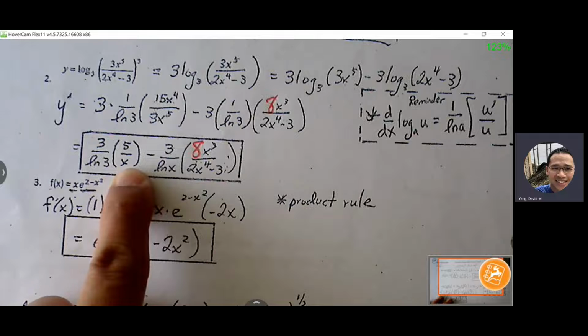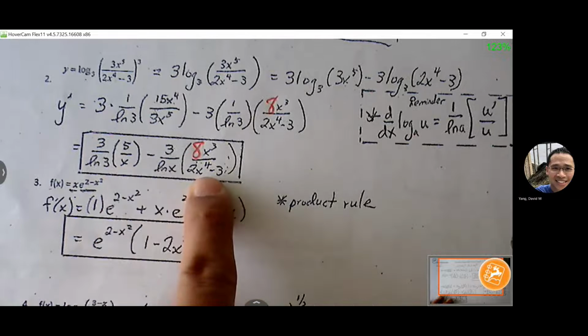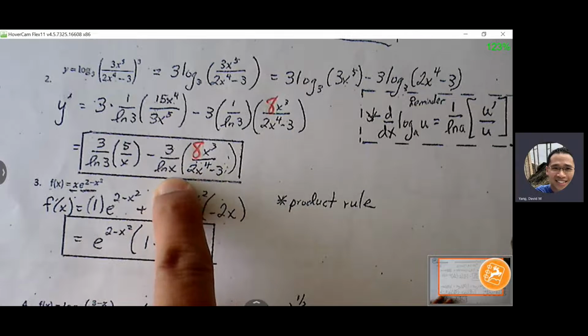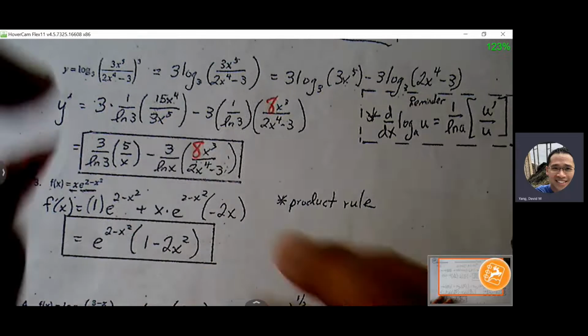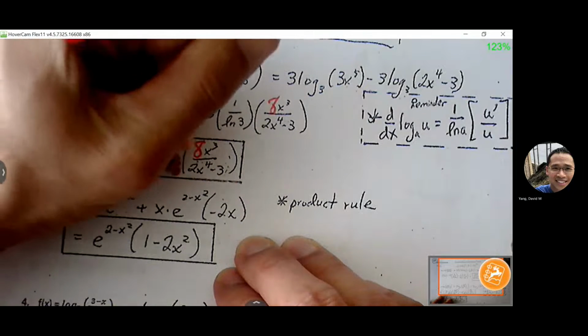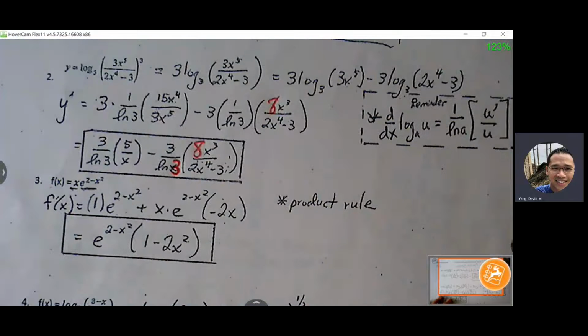Oh, this 5 over x here. No, the other one. Oh, sorry, my bad. That should be 3 over ln 3. Right, that's what you got, right? Yeah, sorry about that.